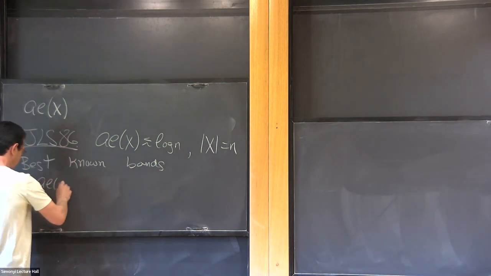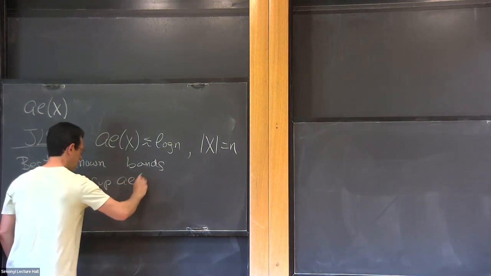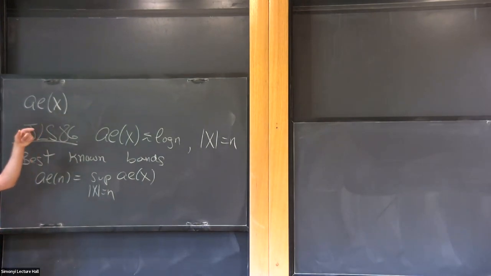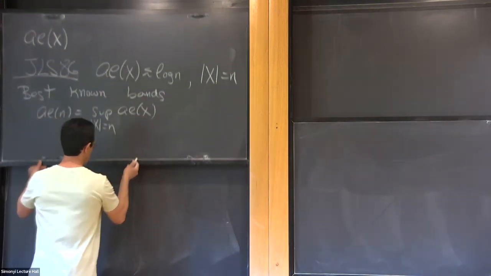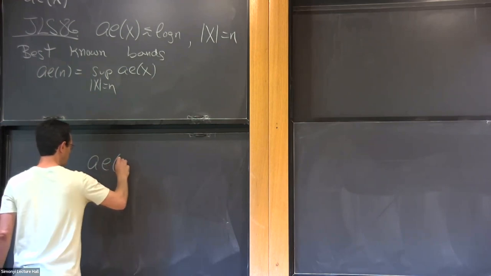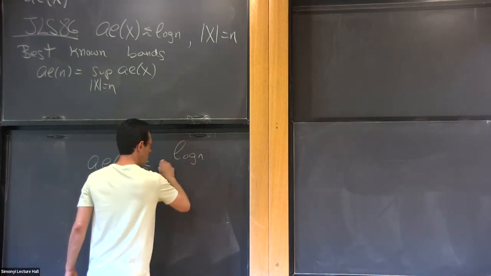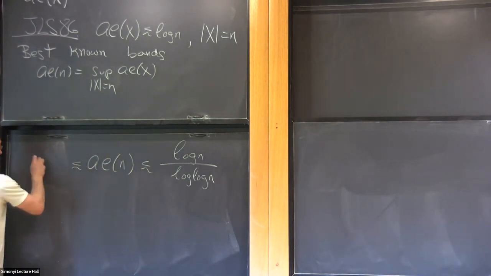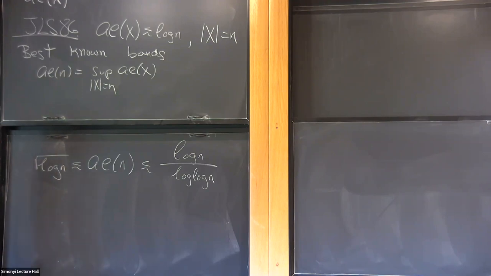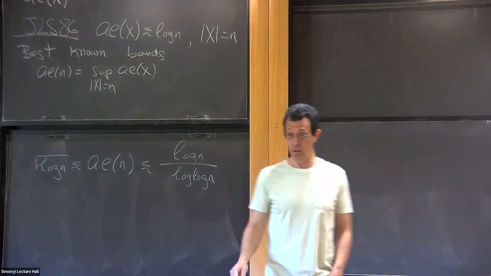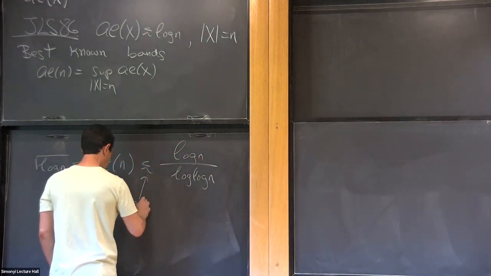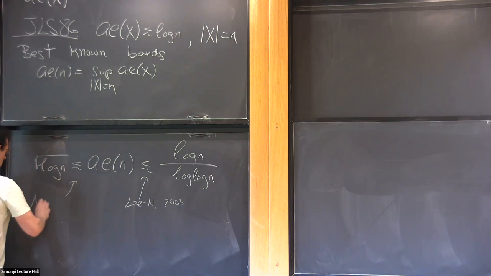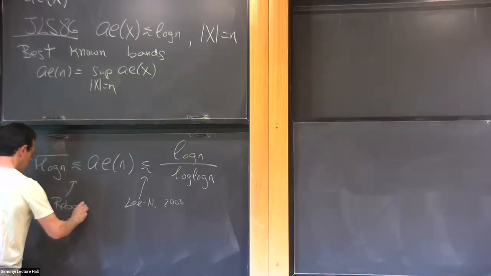Let's call AE of n the sup of AE of X when X is an n-point metric space. So that's the asymptotics of the sequence that they care about. So AE of n is at most log n over log log n, a little bit better than that, and at least root log n. So again, a very fundamental parameter about n-point metric spaces, for which we do not know the asymptotics. This is due to Lee and Naor, 2005, and this is due to Rabani and myself, 2017, something like that.